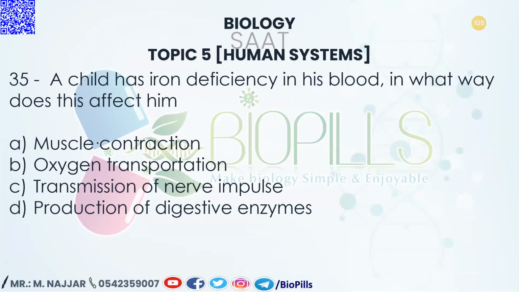Question number 35. A child has iron deficiency in his blood. In what way does this affect him? A, muscle contraction. B, oxygen transportation. C, transmission of nerve impulse. D, production of digestive systems. Actually, the correct answer is B, oxygen transportation.